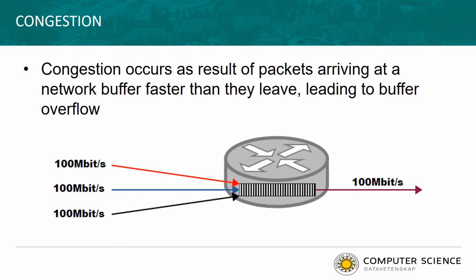So in the figure below, we have 3 paths going into a network buffer, each of them sending at 100 megabit per second, and we have an outgoing link of 100 megabit per second. So of course, in this example, if we keep sending at this rate over all the 3 incoming paths, you will have an overflow of this buffer. The network element cannot keep up with the incoming rate. It's not able to deliver the same amount of data out. So this will lead to congestion.